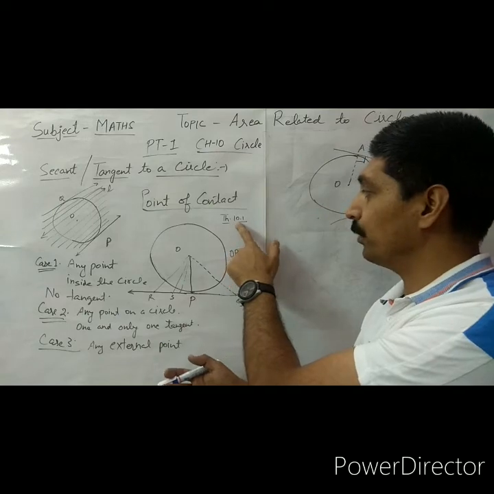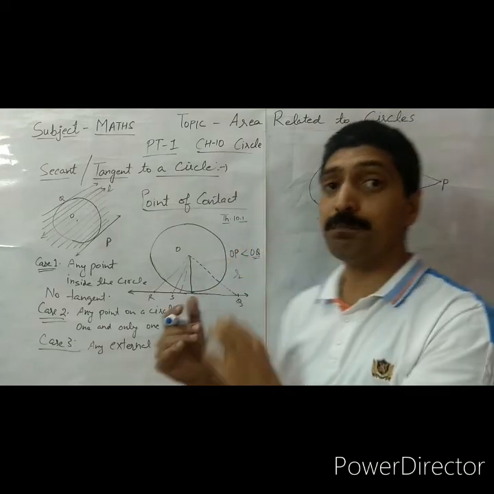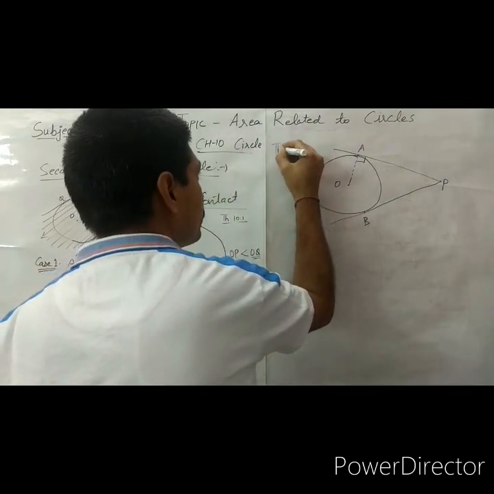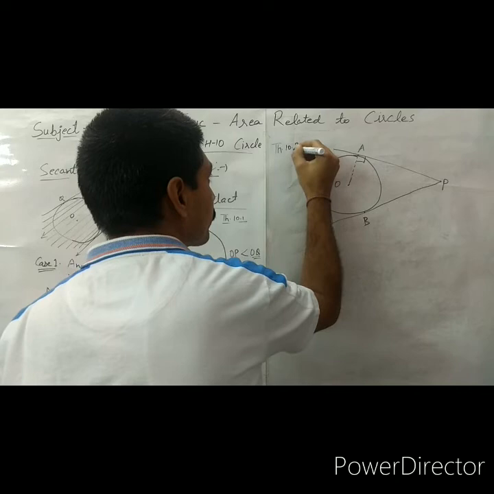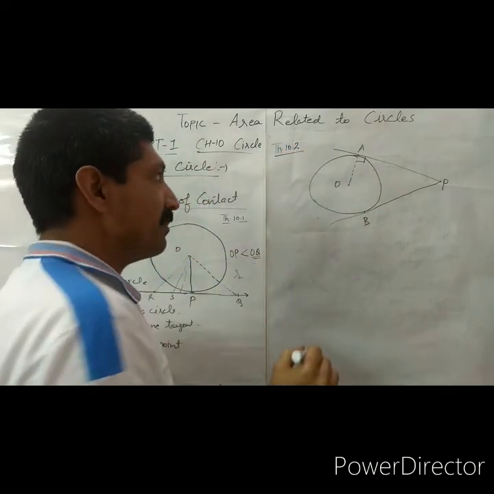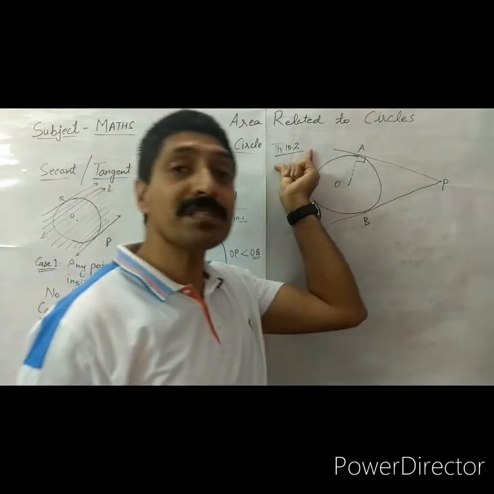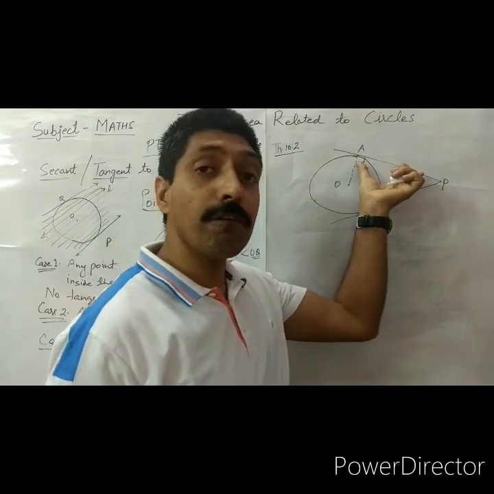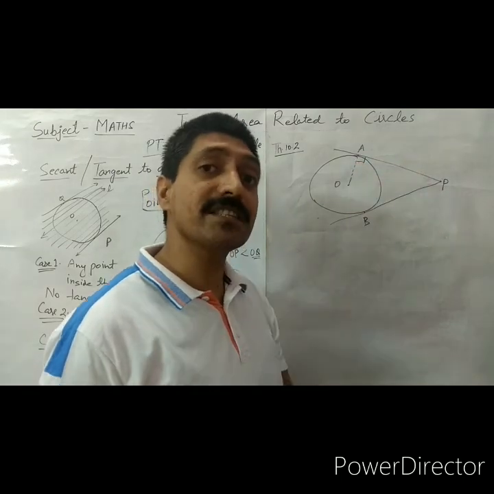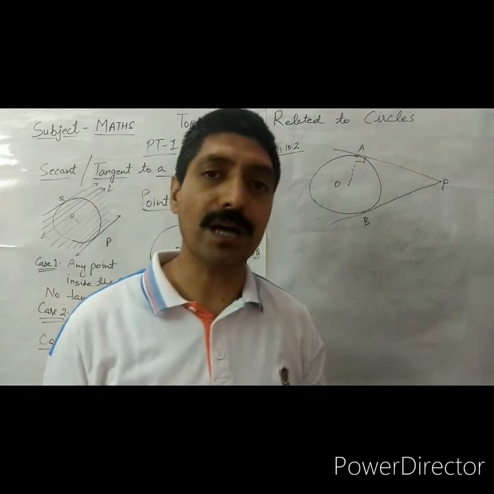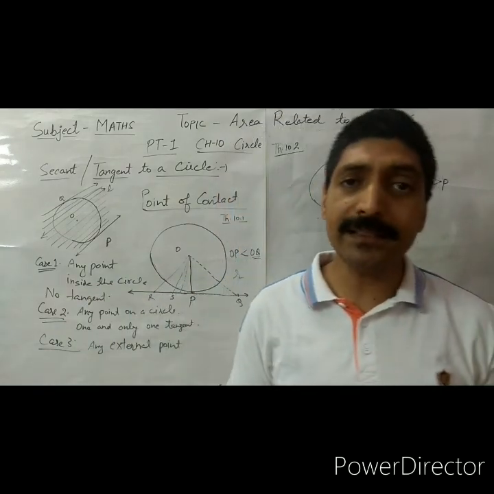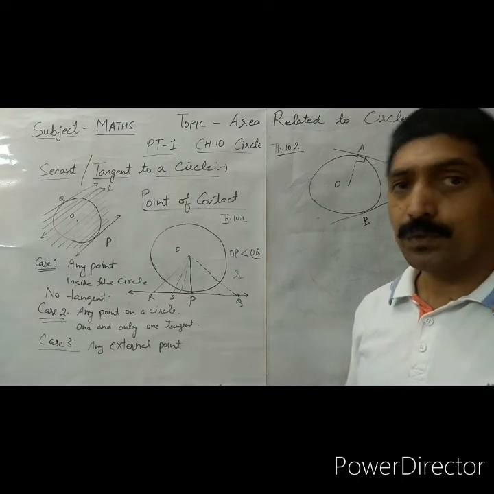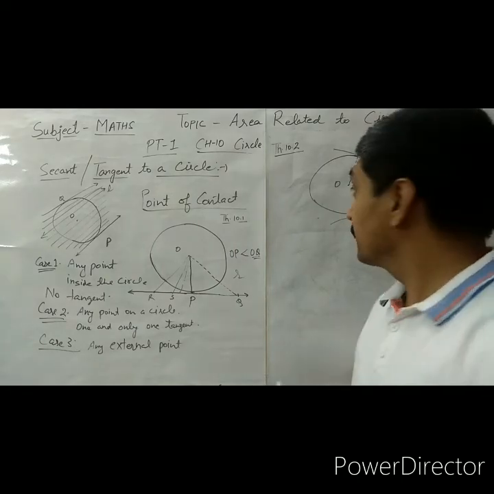That is theorem 10.1. Now the most important theorem, that is theorem 10.2. The statement of theorem 10.2 says that the length of the pair of tangents is always equal. Sometimes the question is asked, prove that the length of the pair of tangents is always equal. So it is sometimes asked for 3 marks.